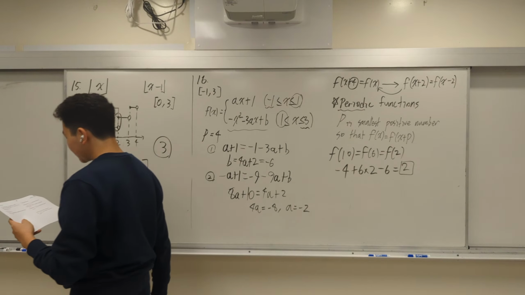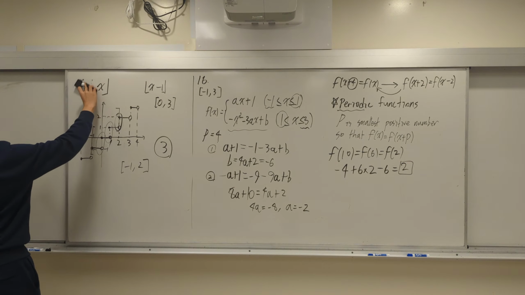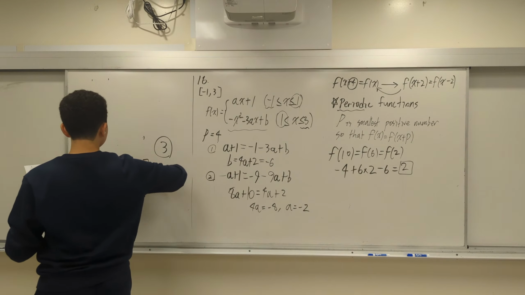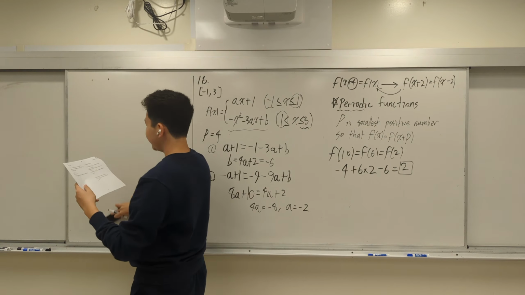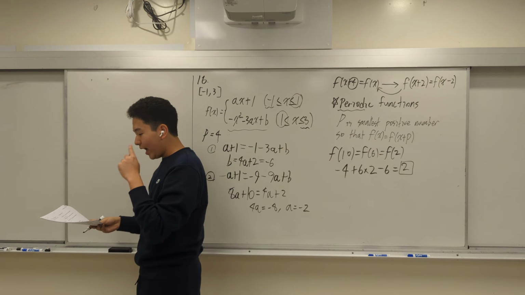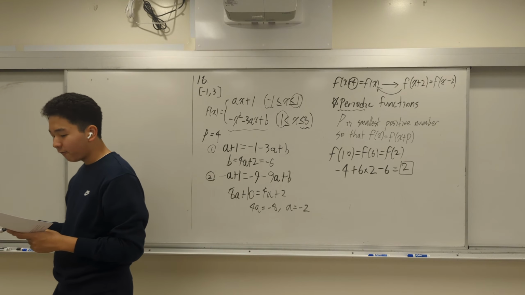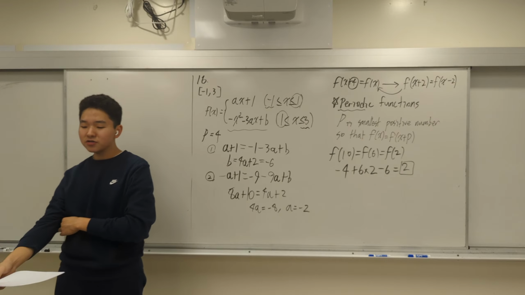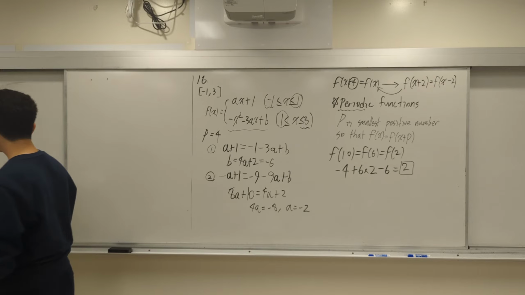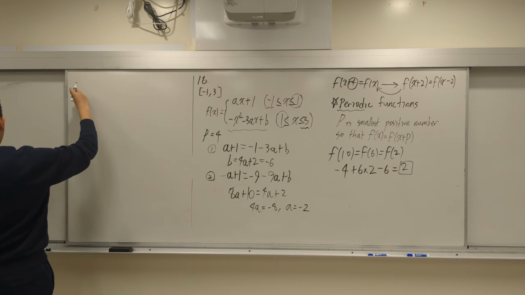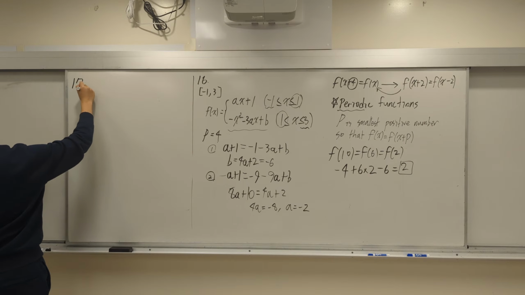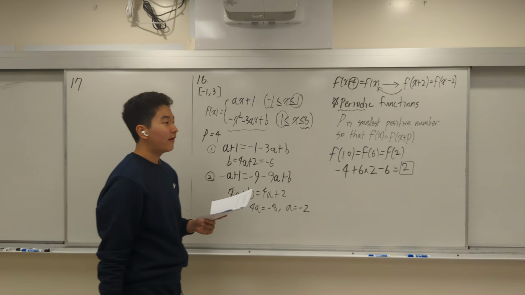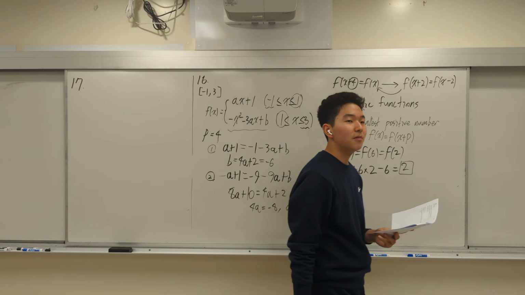Number 17. So number 17, we have 2 graphs. For real number t, let f of t denote the number of intersections between the graph y equals t and y equals the absolute value of x squared minus 1. Now, this is a very common pattern for difficult problems. They give you f of t.